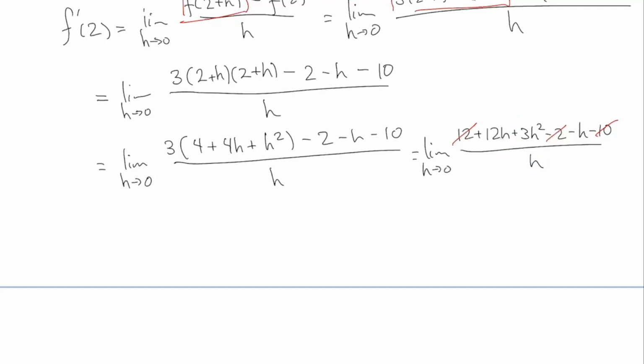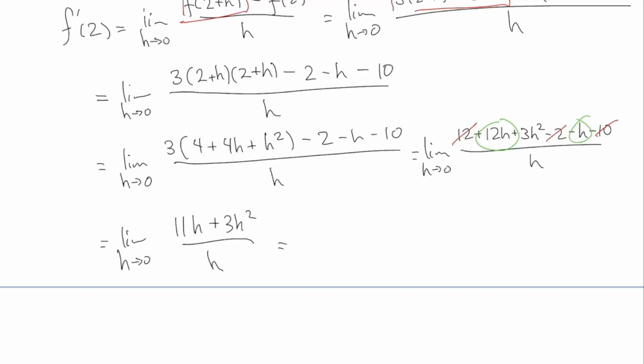12 minus H. Yeah, you can combine the 12H and the H. So this here and this. 12H minus H, they add up, you get 11H. The rest of it is just 3H squared, which you gotta leave like it is. Okay. 12H minus the H gives me 11H plus 3H squared divided by H. All right, it's getting a lot simpler.